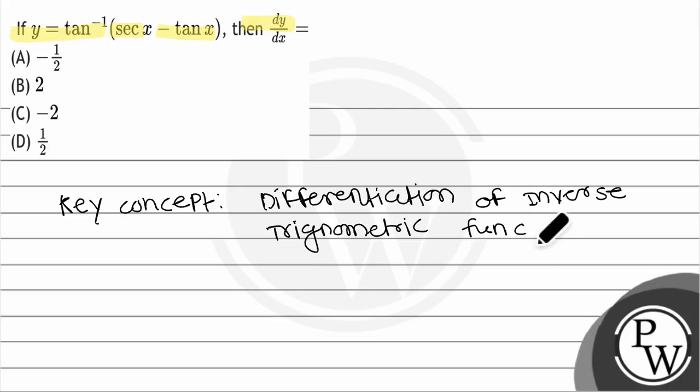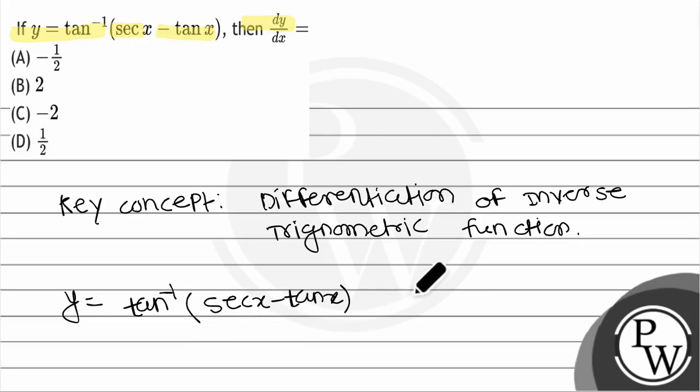Now tell me how we solve this question. First write down the function as it is, that is y equals tan inverse of (sec x minus tan x). Call this equation number 1. First we convert sec x and tan x in terms of sine and cos, simplify this, and then substitute the value in equation 1.